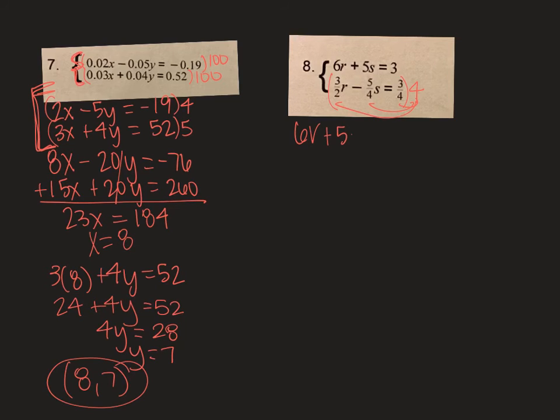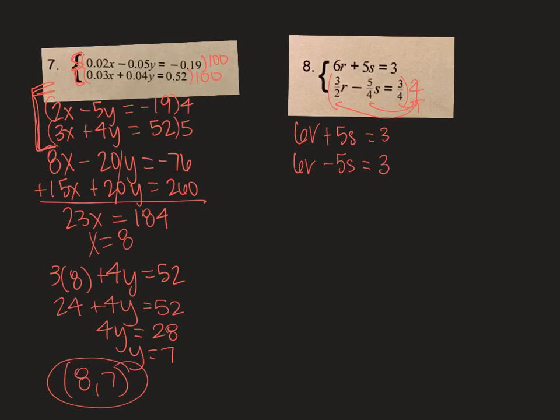So my first equation is going to stay the same. 3 halves times 4, remember it's 4 over 1, so we're multiplying straight across. So 3 times 4 is 12, 2 times 1 is 2, 12 divided by 2 is going to give you 6r, minus 5/4 times 4 is going to be 20 over 4, which simplifies down to 5s. And then 3 over 4 times 4 is going to simplify down to 3.